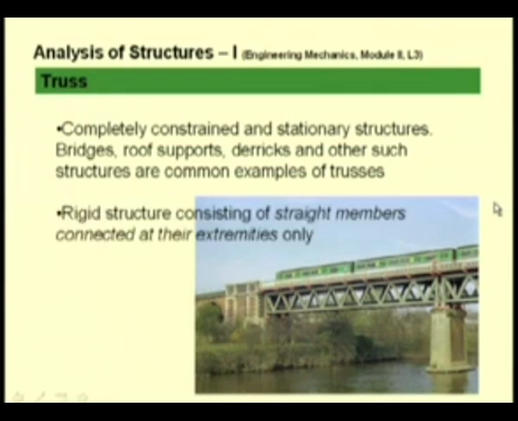All these trusses have one common characteristic, that they constitute of only straight members and they are connected at their extremities. As you see in this example, you have many straight elements which are connected at their extremities only.